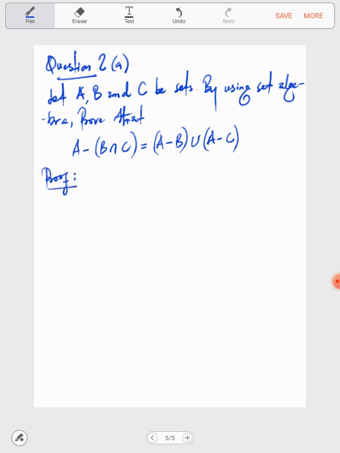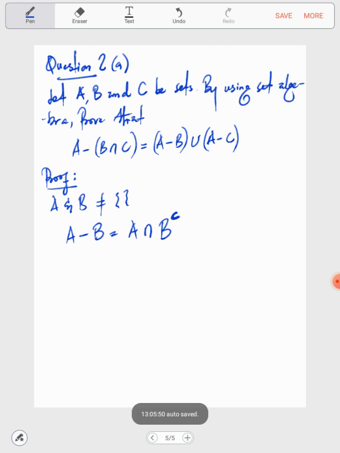Now, first, I will explain what we mean by set difference. Let's say we have sets A and B. Of course, both are non-empty. We have two non-empty sets. Then A minus B is defined as A intersection B complement. So, simply put, it is the set of elements that are present in A, but not in B. However, this is how to see it.